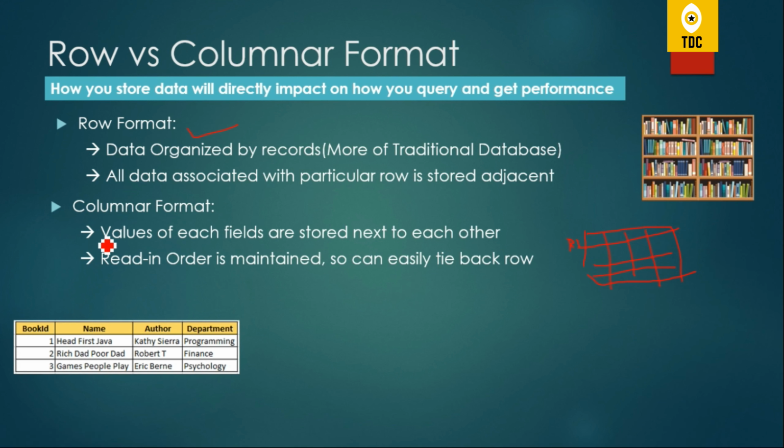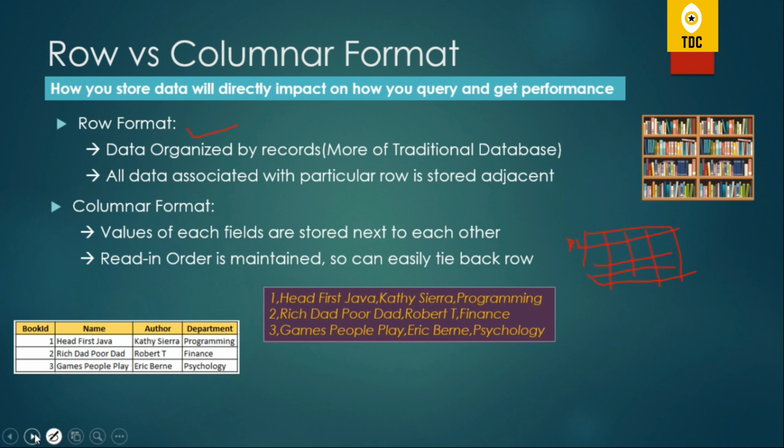So basically, if you see, you want to store this data, which is in a tabular format. There is a book ID, name, author, and department. And if you talk about row format, how exactly does it store? It stores in this format.